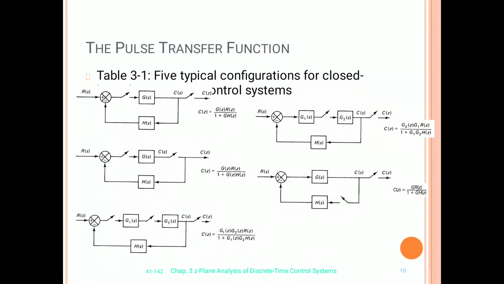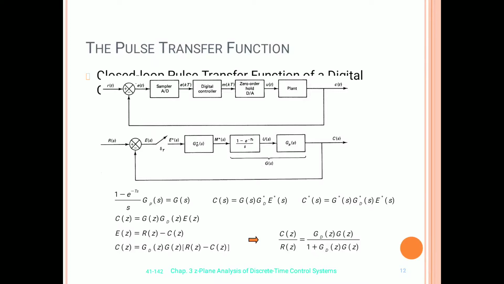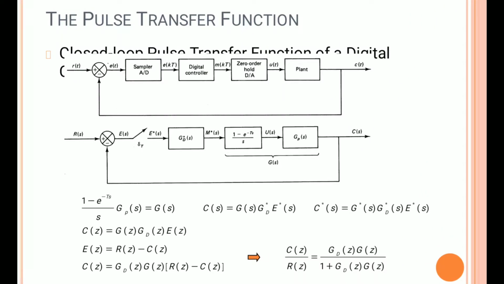So there are various examples you can see here. For the various closed loop systems, we can find out the various outputs, and we can find out the pulse transfer function for the 5 types of configurations. Now for the examination, there may be questions on various circuits like this: zero order hold, digital controller, sampler. So that should be converted into mathematical parts.